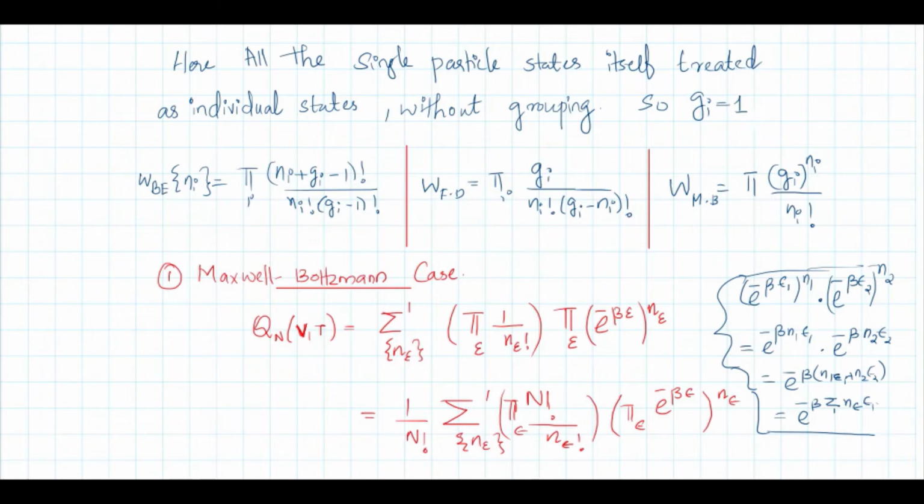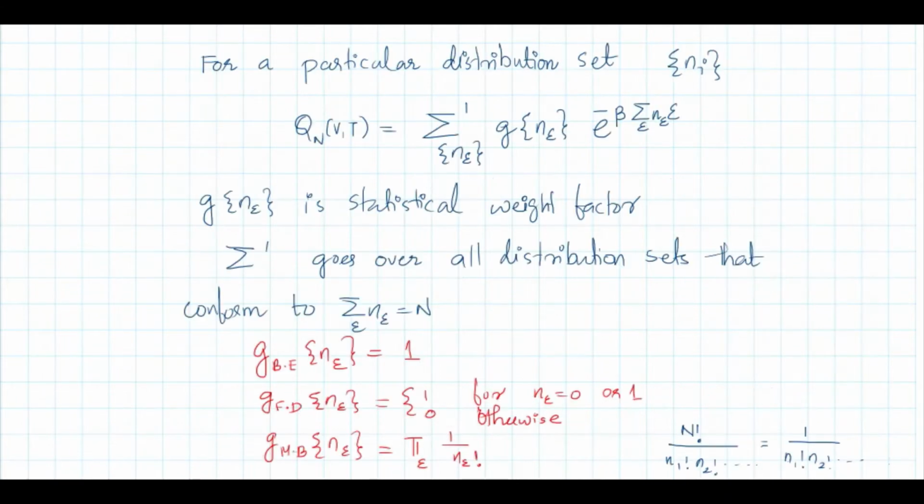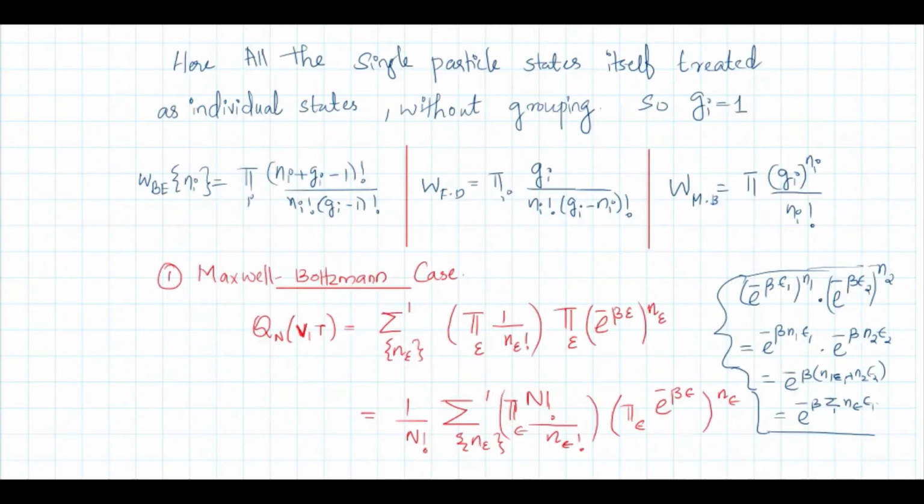And in the previous lecture, we have the weight factors. The equations are like this. If you put Gi equal to 1 in these equations, the first one becomes (Ni + 1 - 1) factorial, that is Ni factorial, divided by Ni factorial into (Gi - 1) factorial. With Gi equal to 1, 1 minus 1 is 0, 0 factorial is 1. So Ni factorial by Ni factorial is 1. For Bose-Einstein, the weight function becomes 1 if you take Gi equal to 1. And this equation we discussed in the previous lecture.